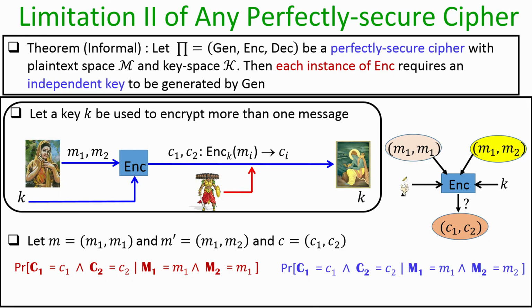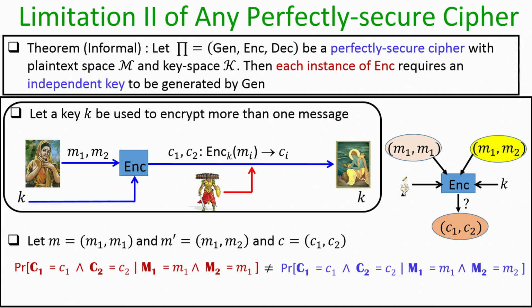That means, if I consider the left hand side probability here, I have introduced two random variables C1 and C2 in boldface, which denote the value of the first ciphertext and the second ciphertext, and in the same way I have introduced two random variables boldface M1 and boldface M2 to denote the candidate first plain text and the candidate second plain text. My claim here is that your left hand side probability and your right hand side probability can never be the same, which is a violation of perfect secrecy.